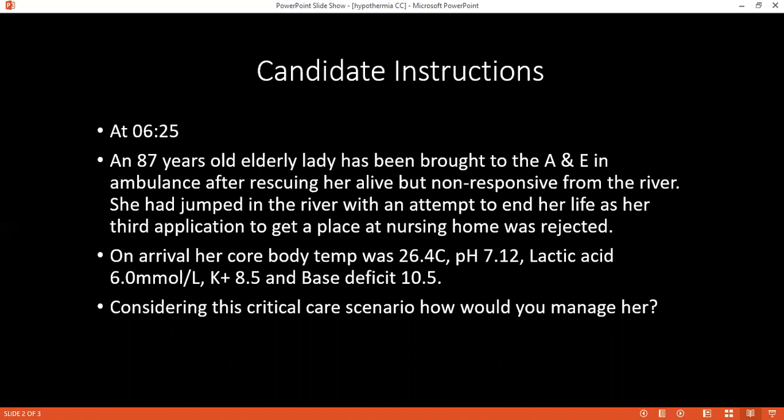You said it is a case of severe hypothermia. How do you classify hypothermia? Mild, moderate, and severe. Which range is considered as mild? How do you measure core body temperature? We measure the core body temperature through the rectal, esophageal, urinary bladder, and pulmonary artery catheter. And the other question we'll discuss at the end.